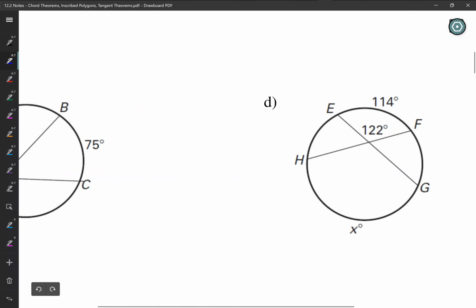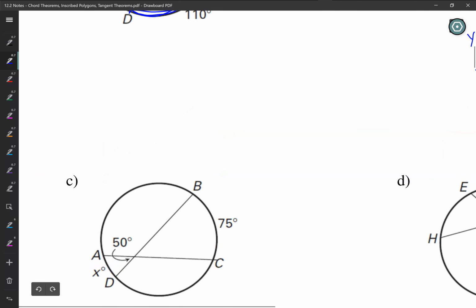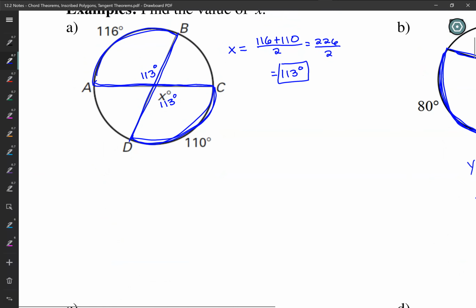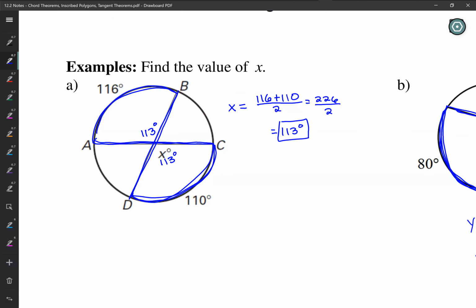All right, now these we're kind of going backwards. So remember what I said here about a number line. Think about on this one, what if I didn't know the 110? And I knew the inside number and I knew the other angle and I was trying to get the 110. Well, just look for a minute at what's going on. To get from 116 to 113 by adding or subtracting, I would subtract 3 degrees. And to get from 113 to 110, I would subtract 3 degrees again.